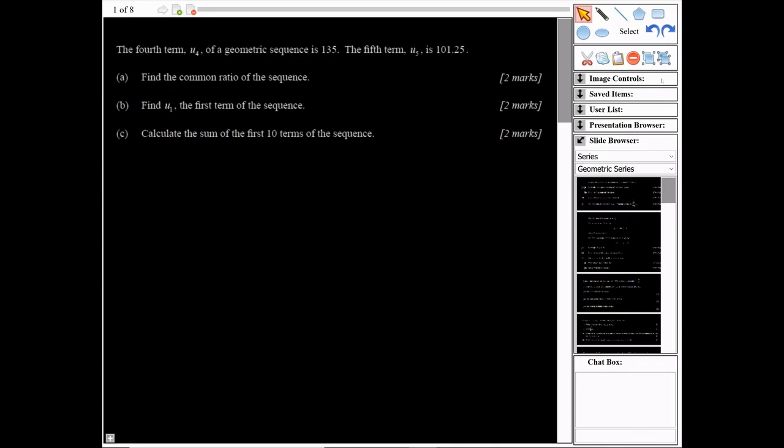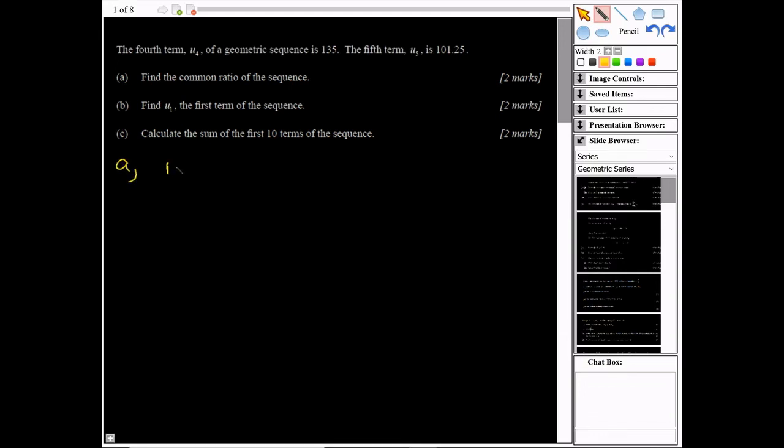Okay, so we're going to look at this question here. It says, first of all, the fourth term, U4, of a geometric series is 135. The fifth term, U5, is 101.25. Find the common ratio of the sequence. All right, so we can start with part one.